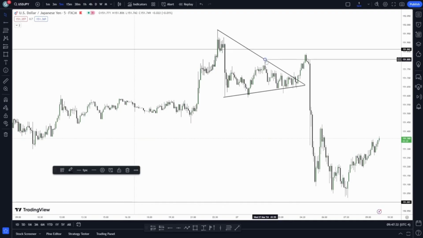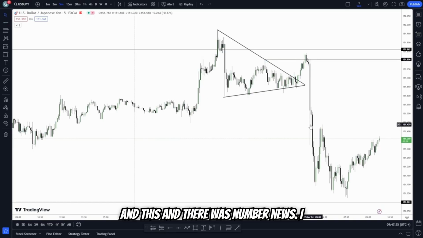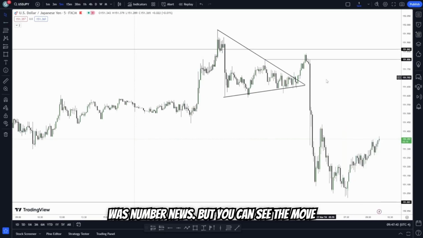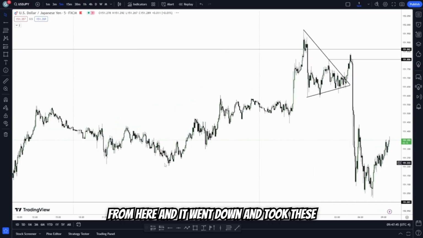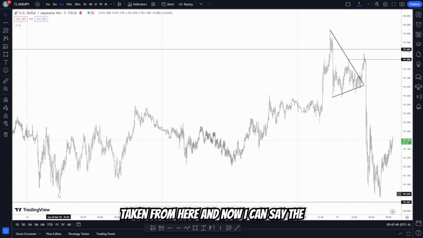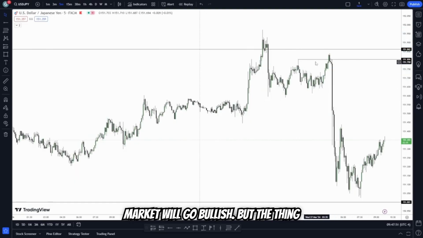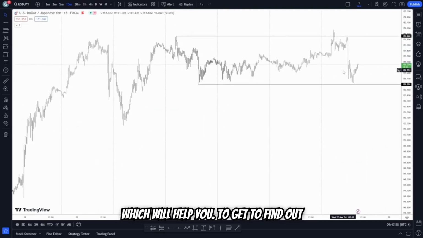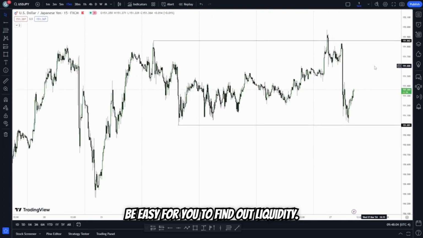Price went up, took this high, and there was no news. I think there was news, because otherwise how is it possible? But you can see the move from here, and it went down and took these lows. All these relative equal lows were taken from here, and now I can say the market will go bullish. But the thing I'm trying to say is look for the liquidity, and there are some setups which will help you find that liquidity, and it will be easy for you if you follow those setups.